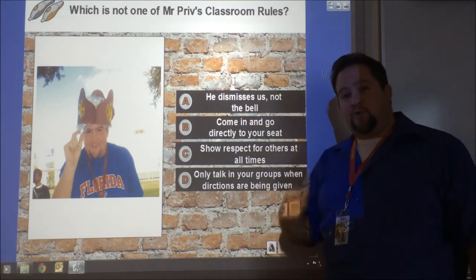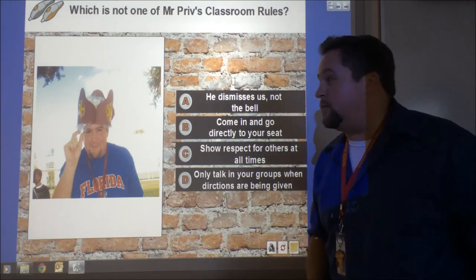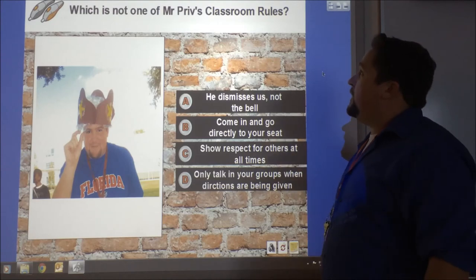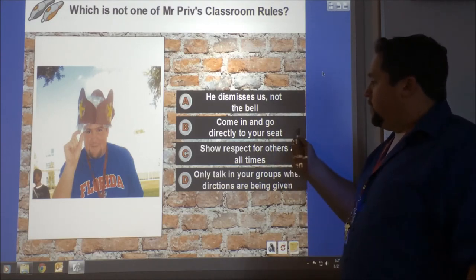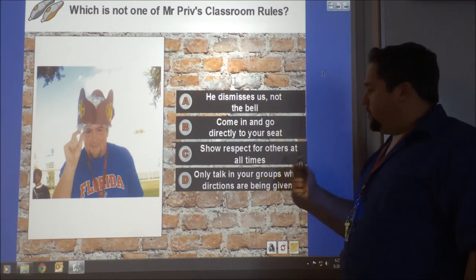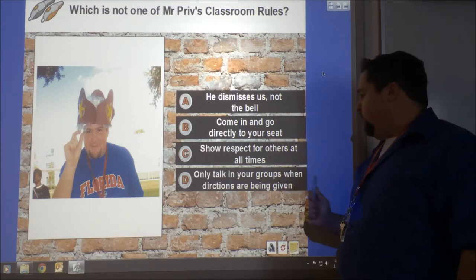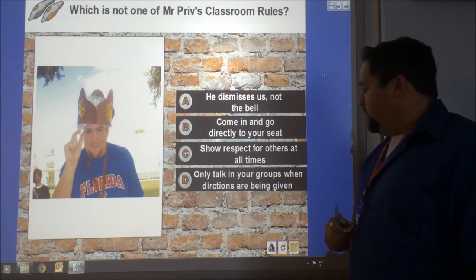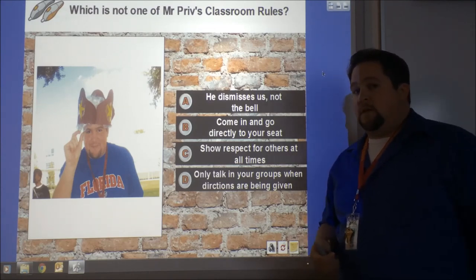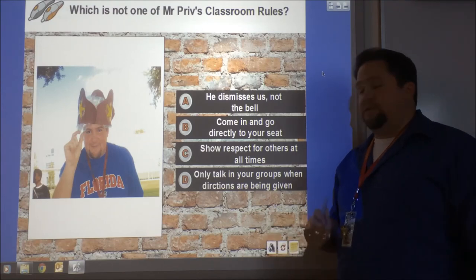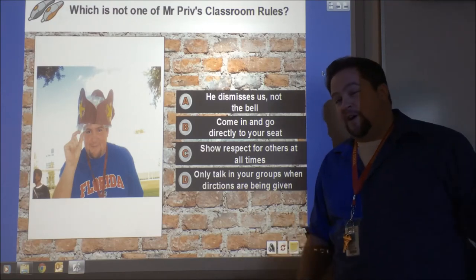And once again, just a quick little refresher that we talked about from the first week of school, which one is not one of my classroom rules? That I dismiss you, not the bell, that you come in and go directly to your seat, that you show respect for others at all times, or that you only talk in your groups when directions are being given. And hopefully you guys got the answer is D, because when directions are being given, you shouldn't be talking.